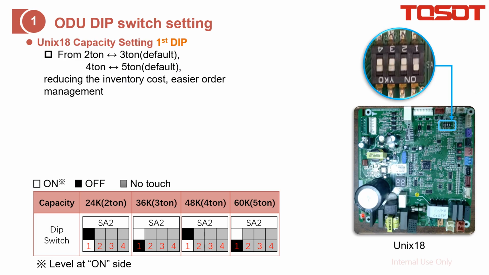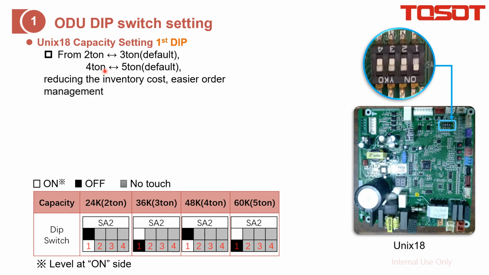Here is the picture of the outdoor unit PCB of Unix 18. And here is the dip switch. The first step is for the capacity setting, either 2 to 3 ton or 4 to 5 ton. As Toso only provides 3 or 5 ton, so here is the default. The purpose of setting this is we can reduce the inventory cost and make it easier for the contractor to order the unit.